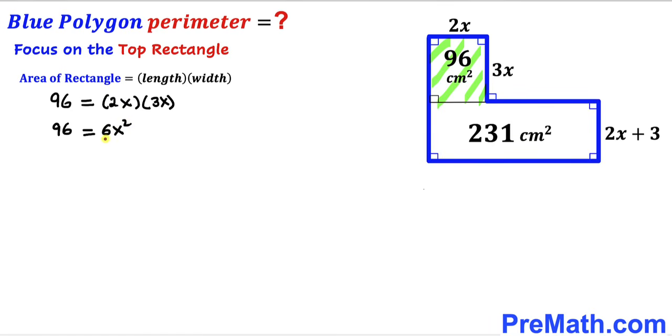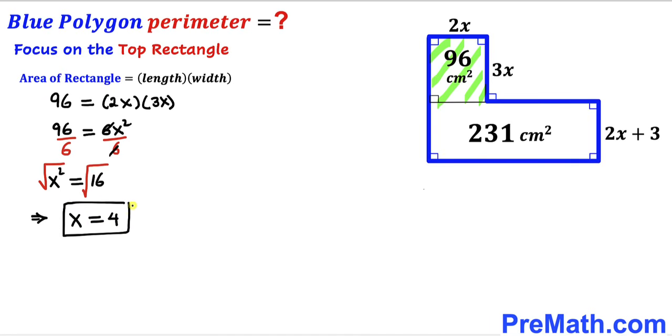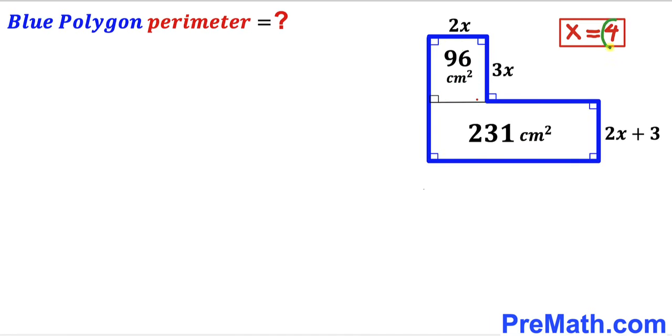Now I'm going to divide both sides by 6 to isolate x squared. 6 and 6 are gone, so x squared turns out to be 16. Now I'm going to undo this square by taking the square root on both sides, so our x value is going to be positive 4 centimeter. Thus our x value turns out to be 4, and I am going to substitute x equal to 4 over here, and over here as well.